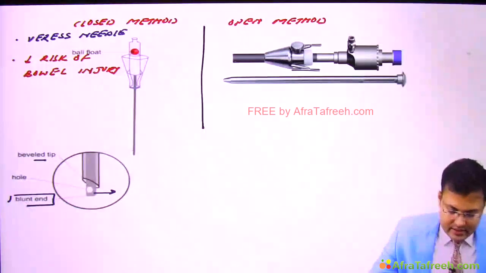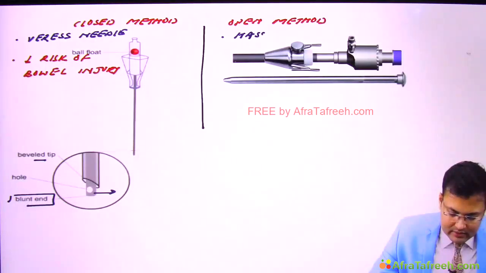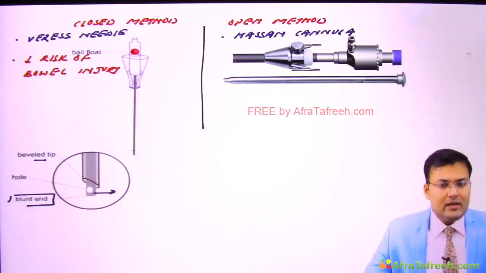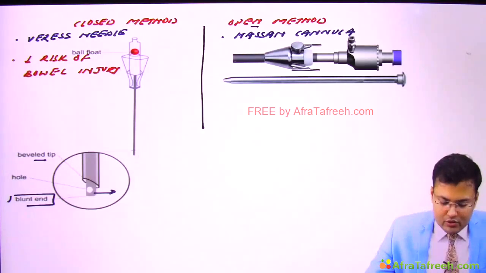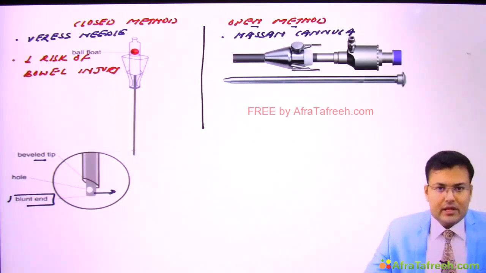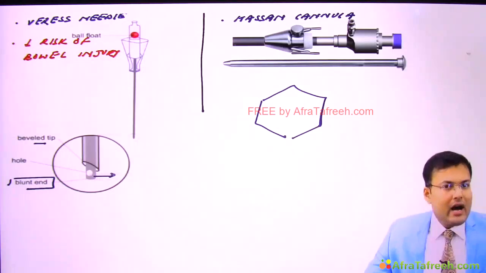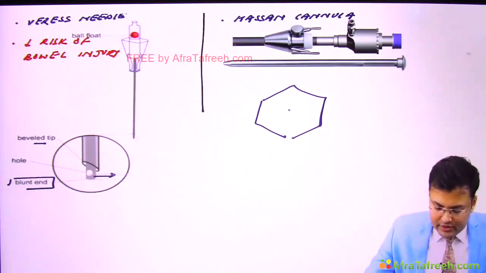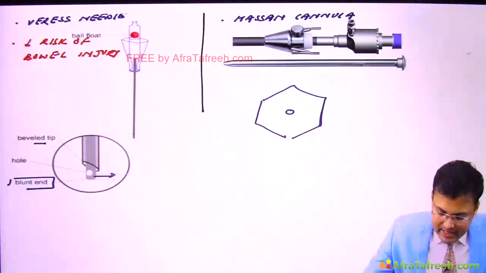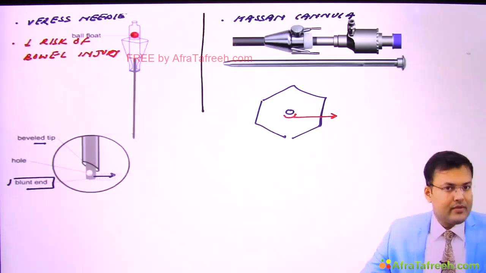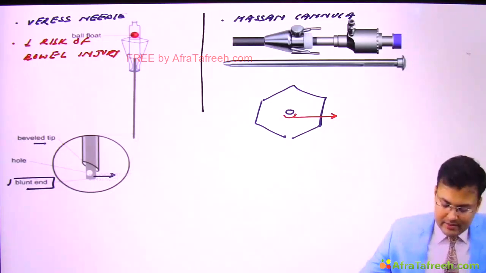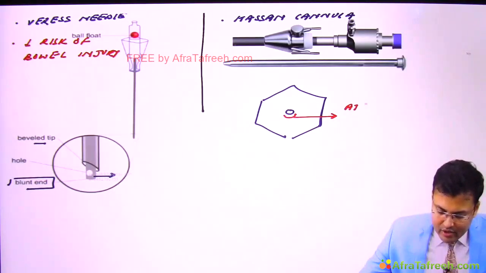The name of this instrument is Hassan cannula. Here we create pneumoperitoneum under direct vision, and that's why it is known as the open method. So these are the two methods which are used. Now see, whenever we are creating pneumoperitoneum, where are we supposed to place the trocar? Generally the trocar is placed at or just below the umbilicus. So what is the site of trocar placement? It is placed at or just below the umbilicus.